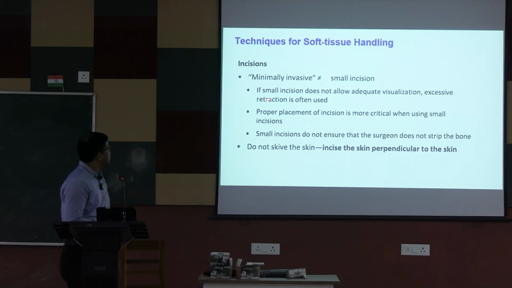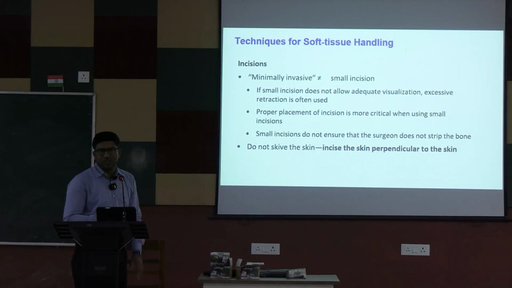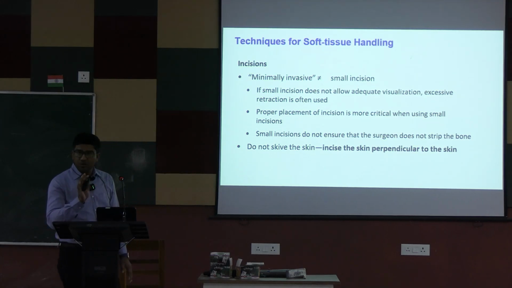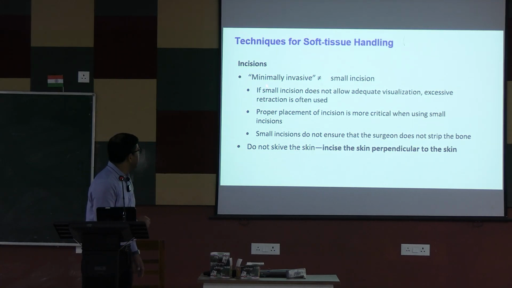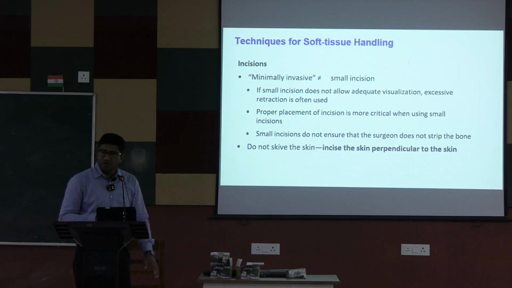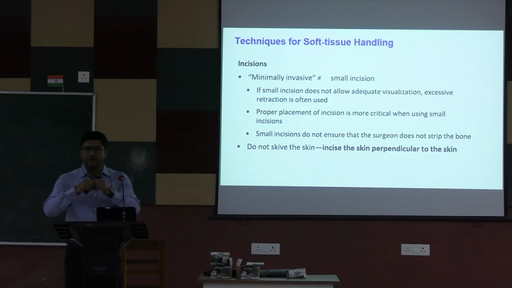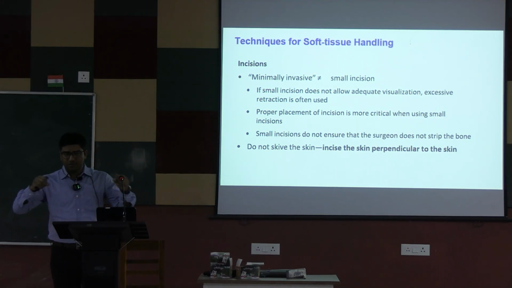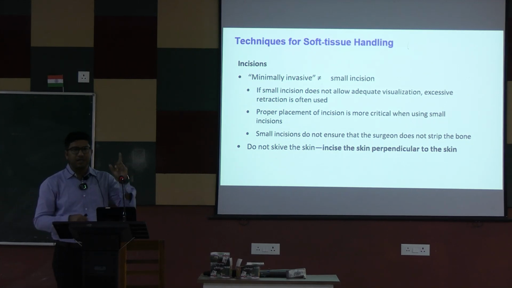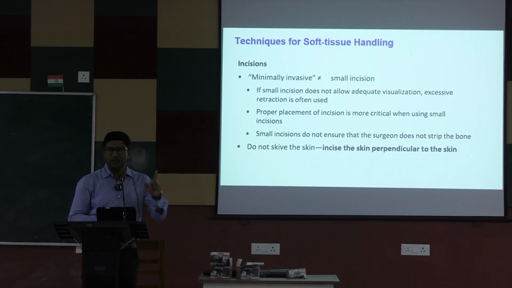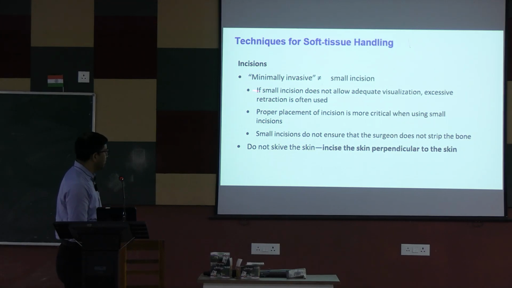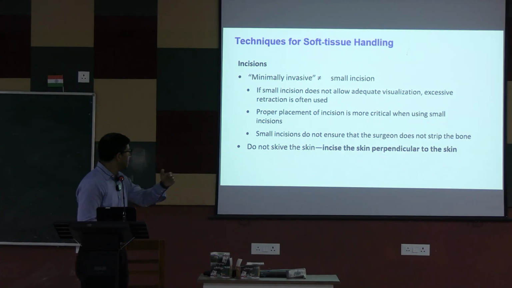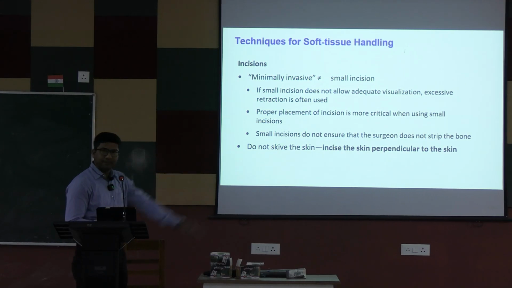Incision. Many people boast that this is a minimally invasive incision. This is not always good. Why? Because in orthopedics, small incisions are not always good. A small incision means you have to retract very hard to get adequate visualization. That is basically dangerous and damages the tissues more. Always incise the skin perpendicular to the skin, not obliquely.